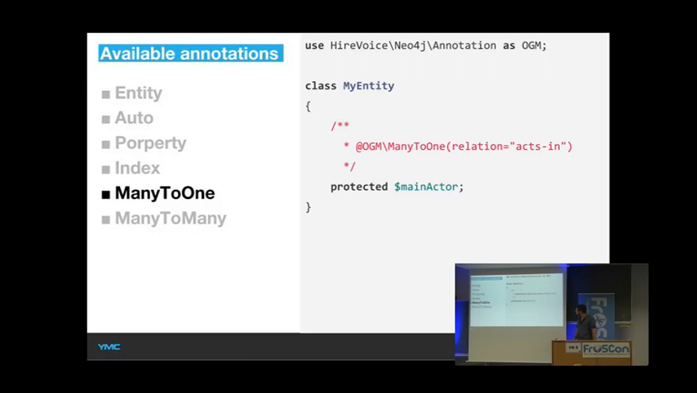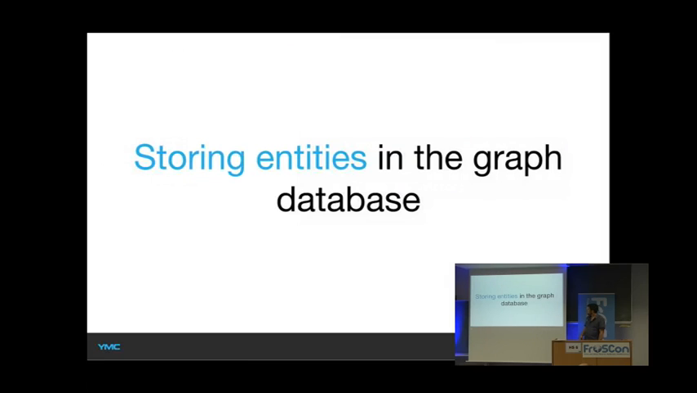Then, last but not least, I have those many-to-one and many-to-many relations. Which only means that in this $main actor is another entity object which is being linked. Here I can specify a relation name, like acts in or works for, to get the example from before. The many-to-many relation works exactly like this, except that the variable is an array instead of a single object. Questions to the annotations? Okay. So let's make an example.